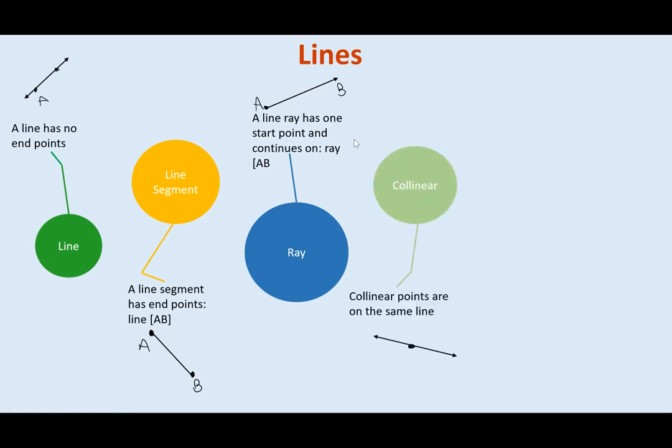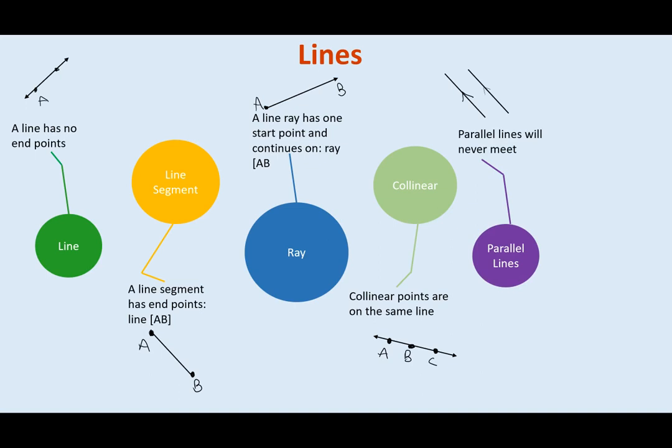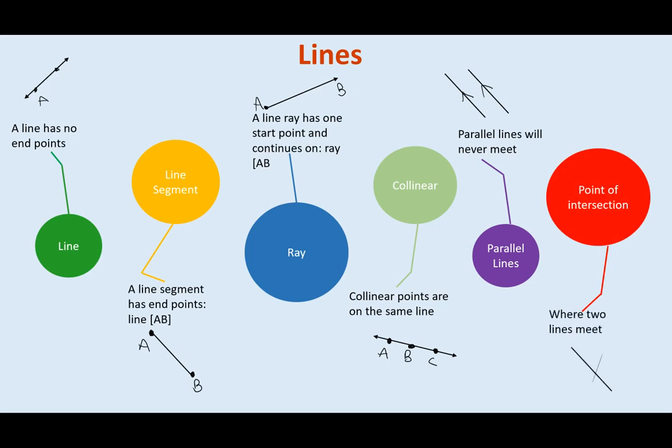If points are collinear, they're on the same line. So any two or more points that are on the same line are collinear. Parallel lines never meet. They have the same slope. Point of intersection is where two lines meet, and that point is called the point of intersection.